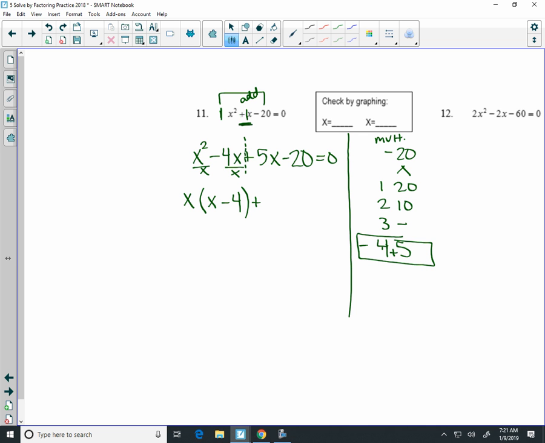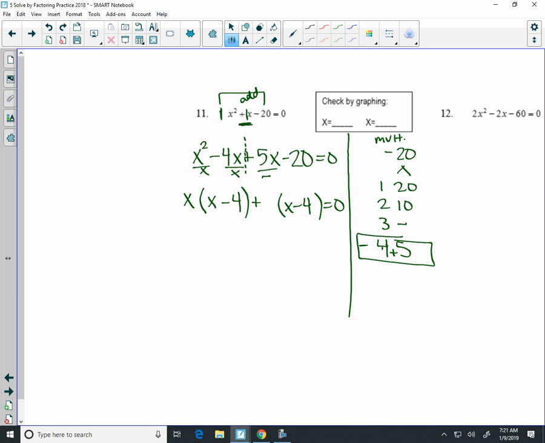5x and 20 have 5 in common. And if that stuff is hard for you, remember, we want this to be x minus 4. You need our parentheses to match. If you can't make your parentheses match, you haven't picked the right combination of numbers. So it's a good double check for you. But once you have that in there, it's a little easier to work backwards.